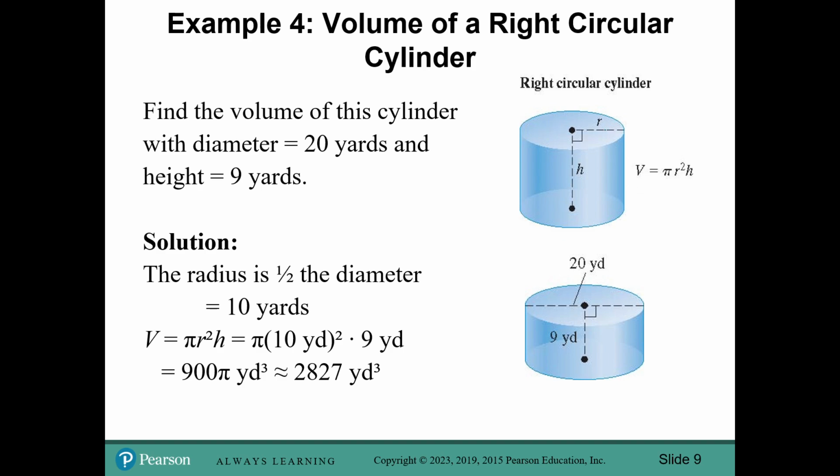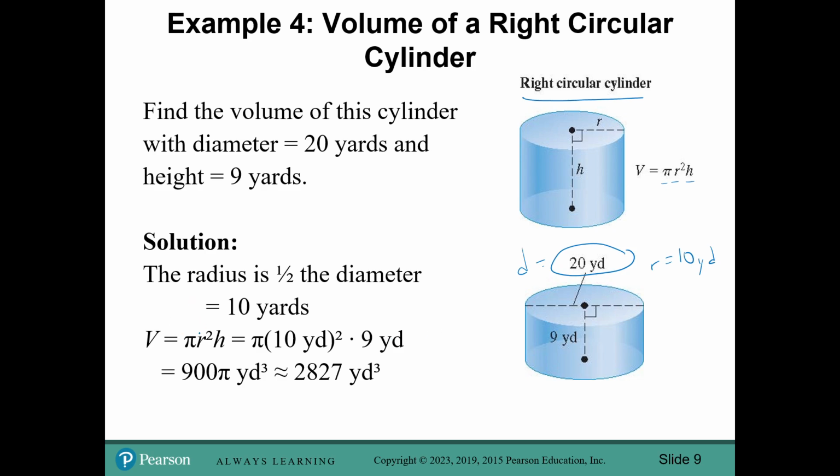Now, in order to find the volume of a right circular cylinder here, the volume is pi, which is just 3.14 approximately, times r squared times h. Okay. Now, our problem here gives us the diameter instead of the radius. So if the diameter here is 20 yards, that means the radius is just half of that. That's 10 yards. Okay. All right.